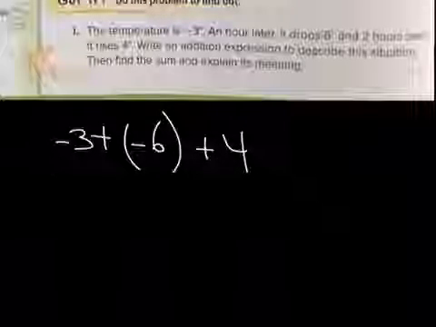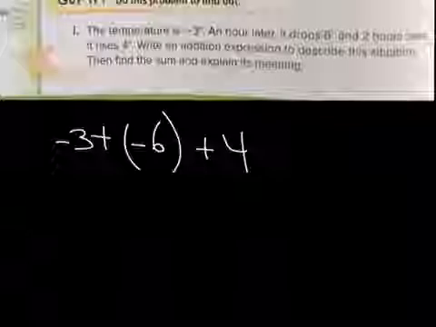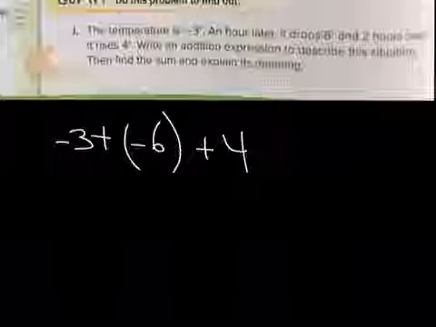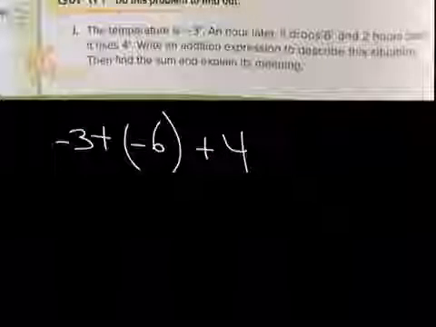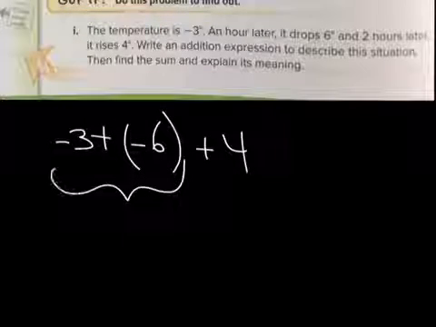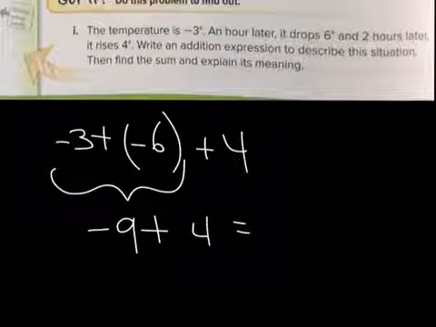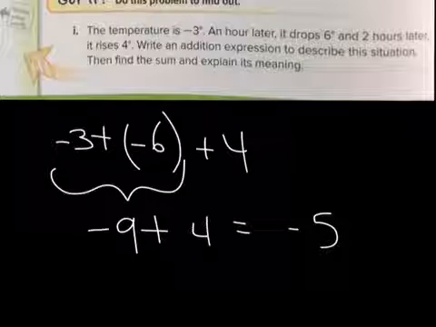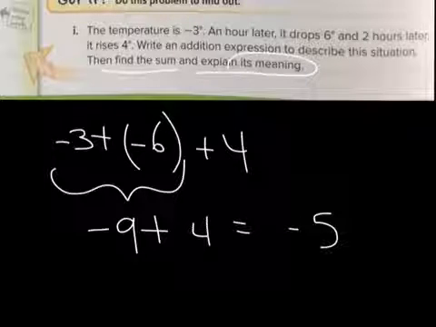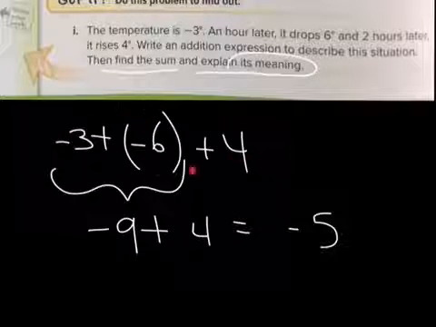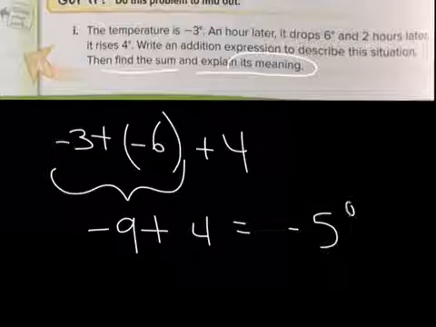An addition expression to describe. Now remember, it's an addition equation. I'm adding. Okay, I'm adding. So -3 plus -6 is going to be -9. These two right here gave me -9. Okay? But then I'm going to add a 4, and it's going to bring me back up to -5. Alright, I hope you get that. So find the sum and explain its meaning. Its meaning means that after all of these temperature changes, the temperature is going to be -5 Celsius. There it is, or -5 degrees.